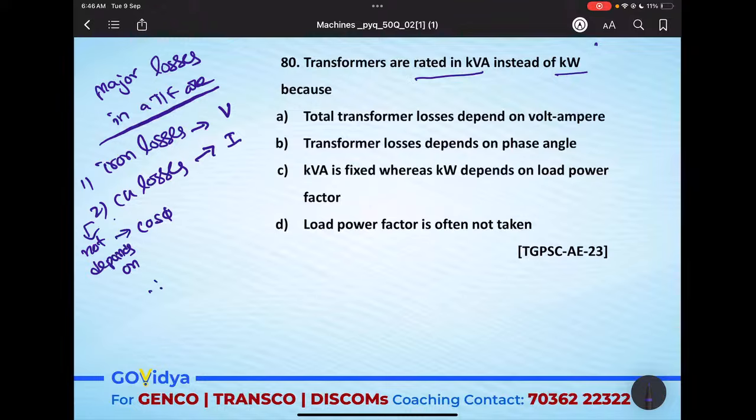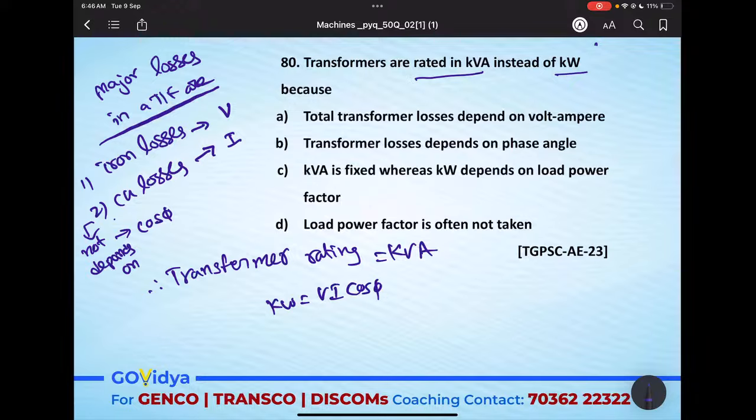As the losses mainly depend on voltage and current, the transformer rating is given as VA, that is kVA, instead of kilowatt. Kilowatt is nothing but VI cos phi. As power factor is not a depending factor for the loss calculation, we use the rating as kVA, that means V into I. So in the given options, the total transformer loss depends on volt ampere. Is it correct? Okay, other options we will also see.